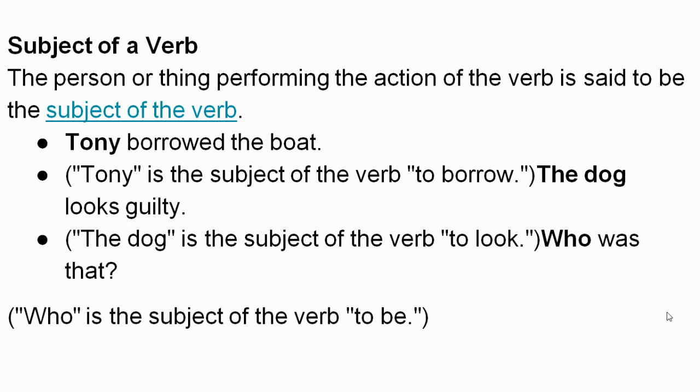Subject of a verb. The person or thing performing the action of the verb is said to be the subject of the verb. Tony borrowed the boat. Tony is the subject of the verb to borrow. The dog looks guilty. The dog is the subject of the verb to look. Who has that? Who is the subject of the verb to be.